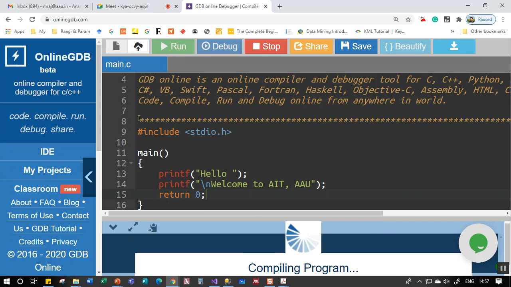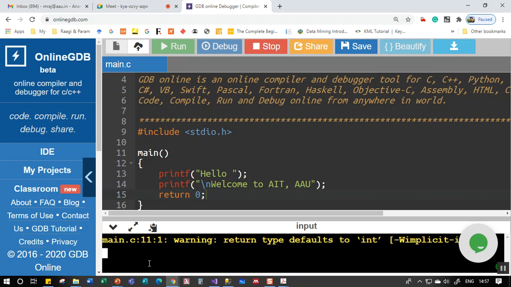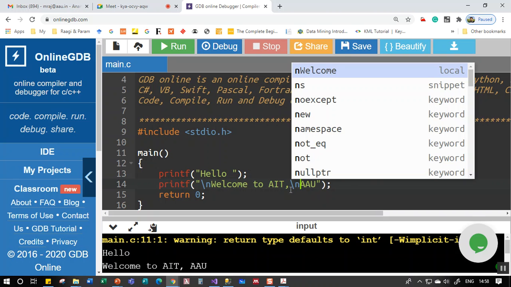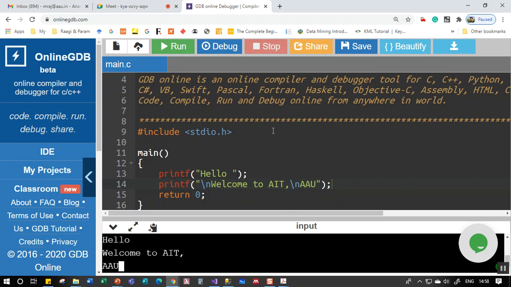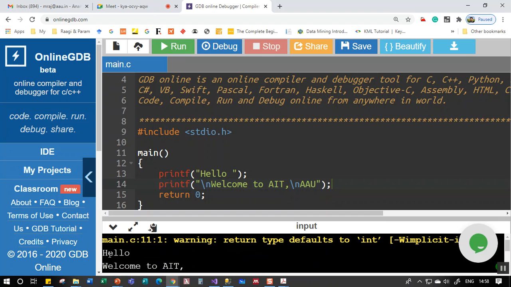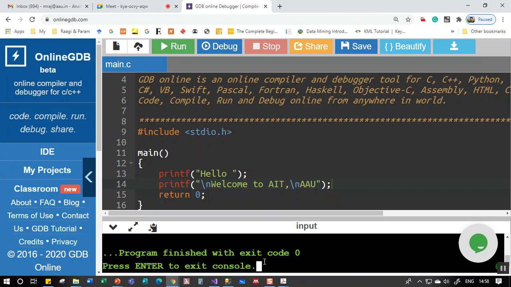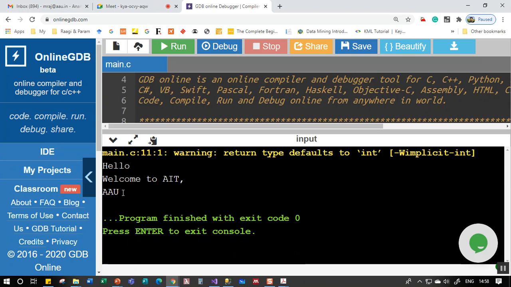If I run this program, can you see this difference? Hello is on the first line, and where does welcome come? It comes on the next line. So by putting backslash n, I get a new line. If I want something on a new line, what should I do? I should put backslash n over here. I will put backslash n before it, and it will come on a new line. Right now it is on the same line. Now run again. Can you see this? Hello, welcome to AIT and your AU is on a new line.